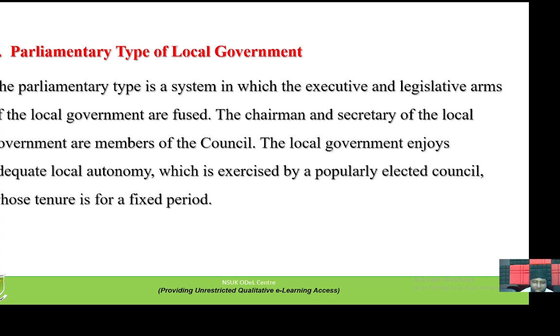On this note, you find that there is what we call a fusion of power between the parliament and the executive. There is no clear separation of duties between the executive and the legislative arm. All we have in this system is a fusion of duties between the executive and the legislature. The chairman and secretary of this local government are members of the council. The local government enjoys adequate local autonomy, which is exercised by a popularly elected council whose tenure is for a fixed period of time.